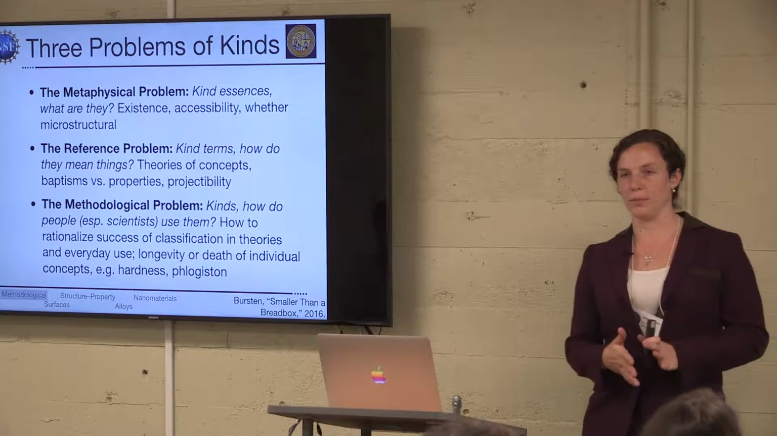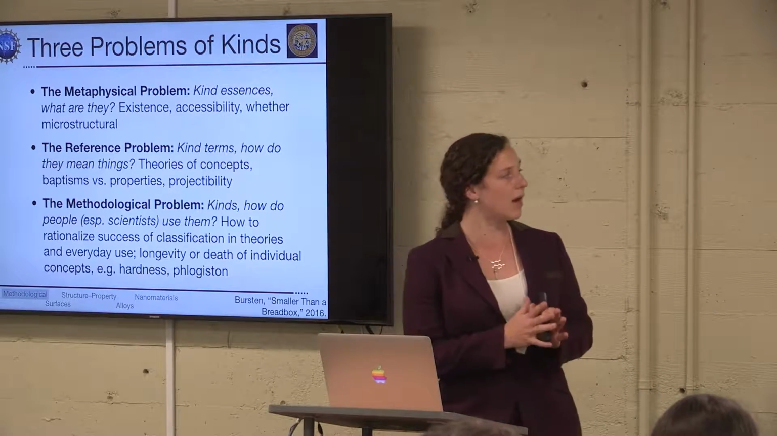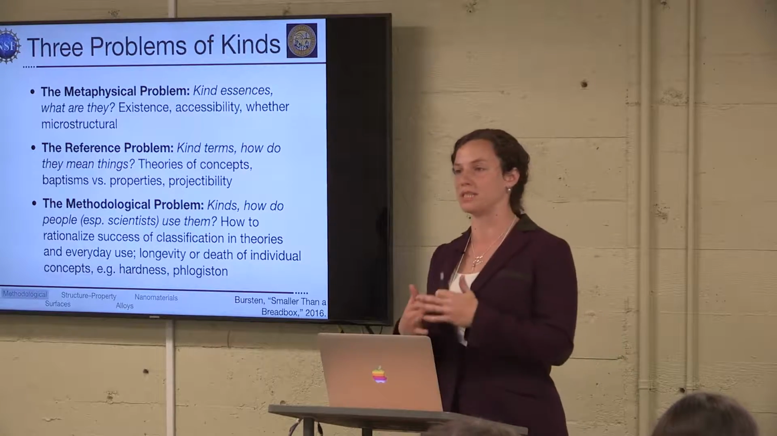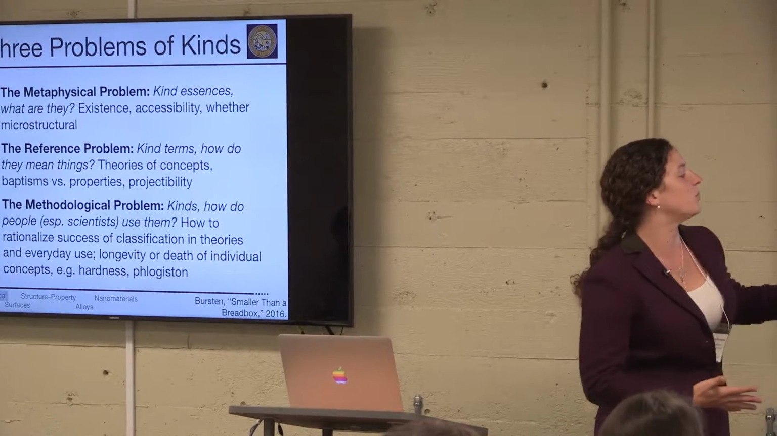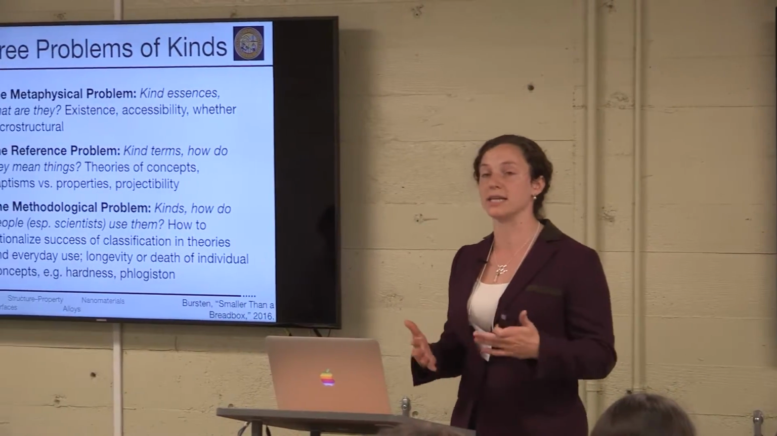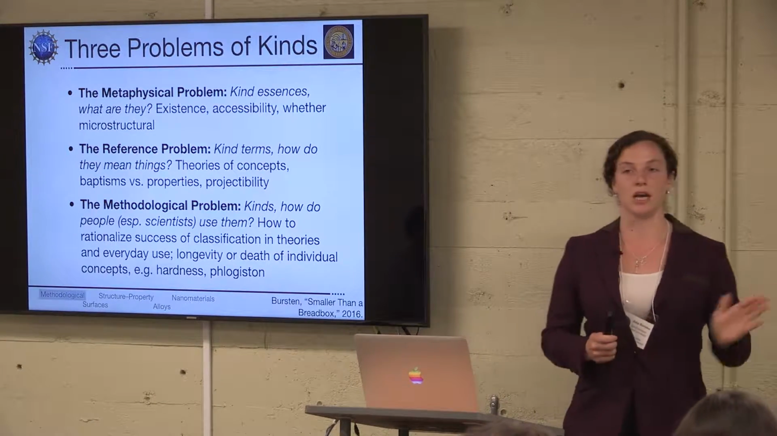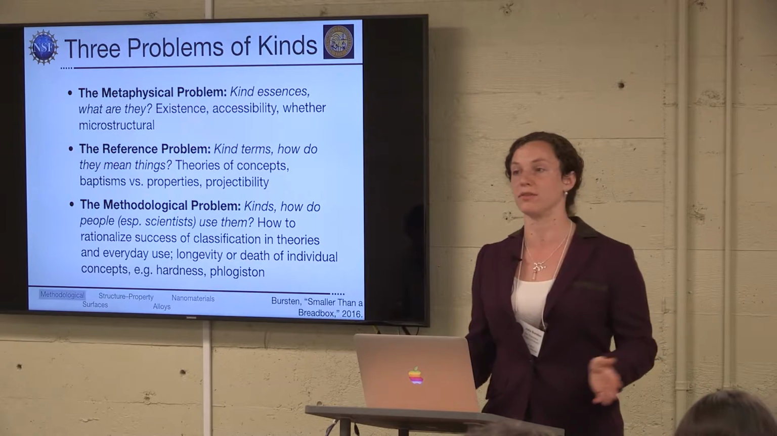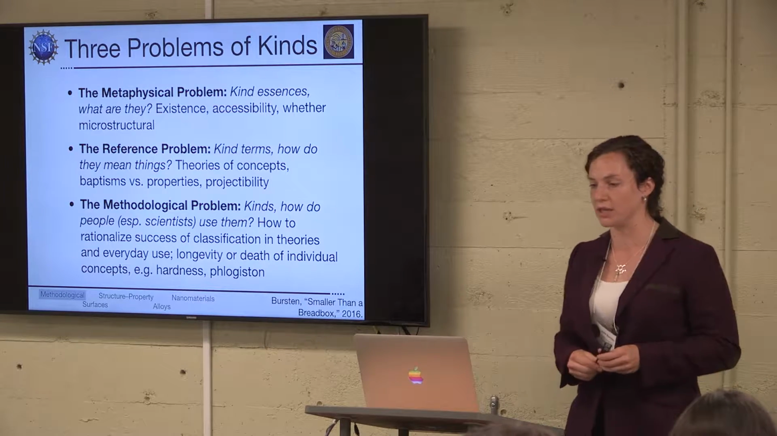But there's a third problem, which I'm going to call the methodological problem. It's how do we use these things called kinds? What do we use them for? How do we know when we use them successfully? What are our conditions for success and failure? How do we rationalize the success of classificatory practices in science and in everyday use? So this looks at the longevity of individual concepts like gravity, or the death of concepts like phlogiston, and things like hardness as well.